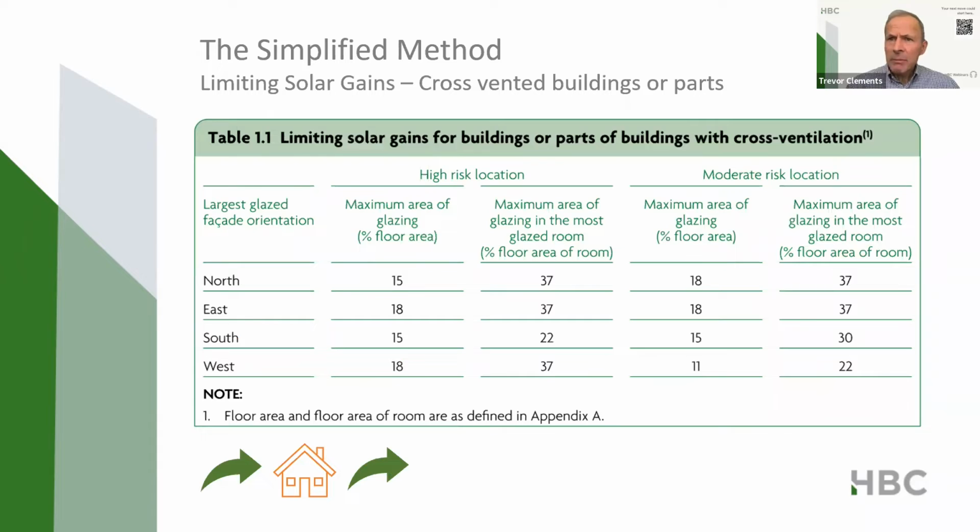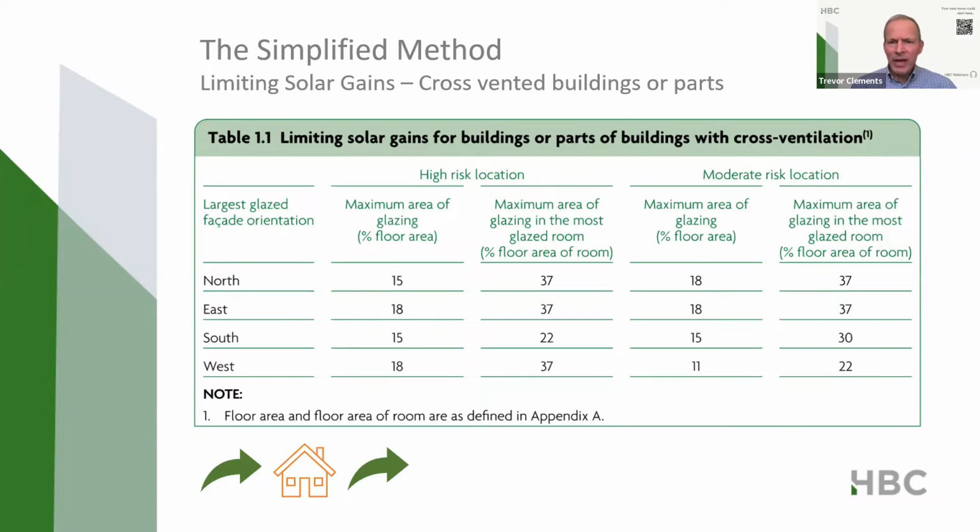So there you are. Here's some of the tables in the regulations for limiting the solar gains, so the maximum areas of glazing. That's table 1.1, and you'll see that that relates to buildings or parts with cross ventilation. So you'll base the assessment on the facade of the building with the largest area of glazing, whether that's north, south, east, and west. And I would suggest that it's the facade that's the closest you can get to north, south, east, or west from the facade's alignment.